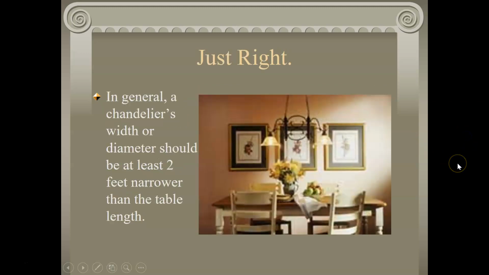Just right. In general, a chandelier's width or diameter should be at least 2 feet narrower than the table length. So right here, you have this, and then there's about a foot here, and about a foot here. And if you look, this looks a lot like the first one, it's just smaller.